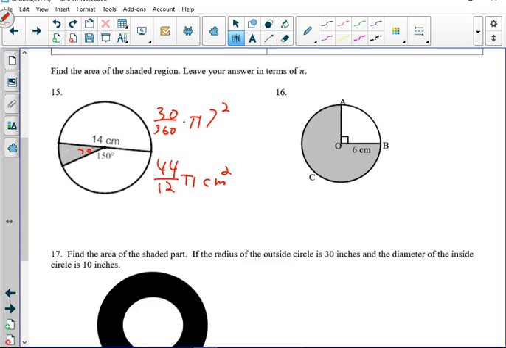Now, there's two ways to do this, and they're basically the same. If you look at this and think that 75% or 3/4 of the circle is shaded, then you just do 3/4 of pi r squared, which ends up being 27 pi centimeters squared. The technical way is, this is 275 degrees out of 360. Guess what it reduces to? 3/4.